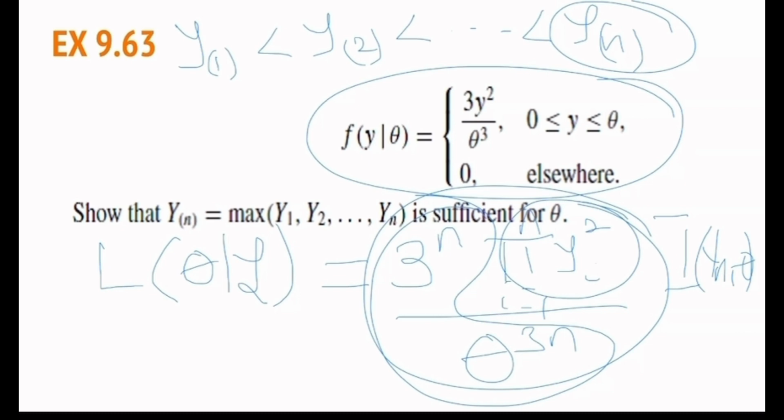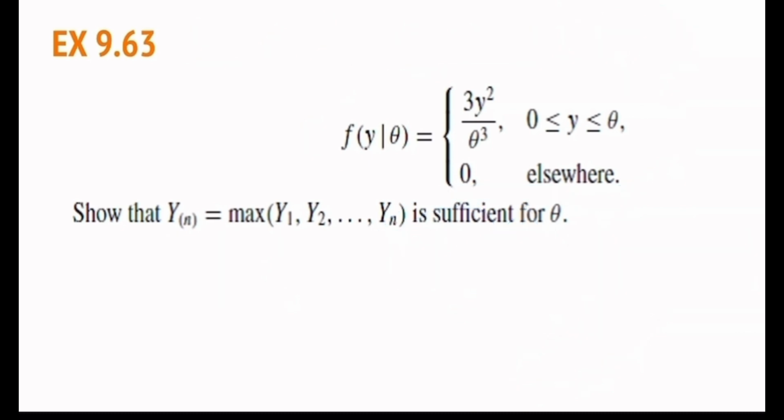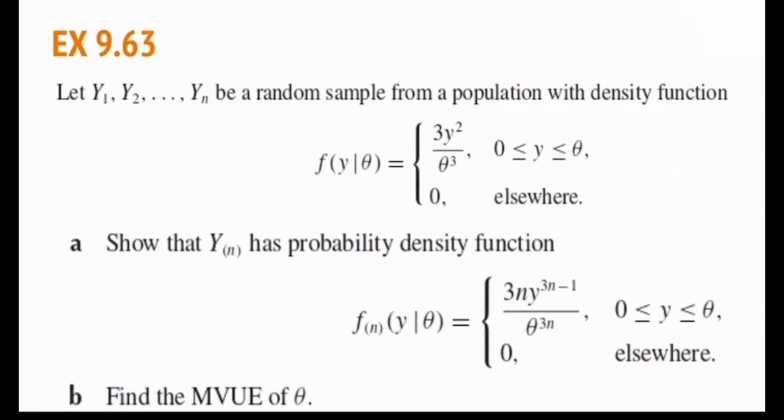Now if I go to the next question, another question asks to show that Yn has a probability density function of that form. Don't forget, Yn is the maximum order statistic. Now we want to show that f of Yn, the probability distribution of the maximum order statistic, is going to be that.